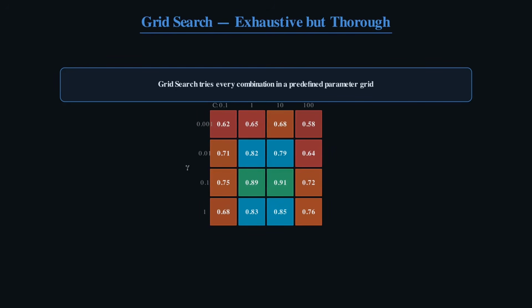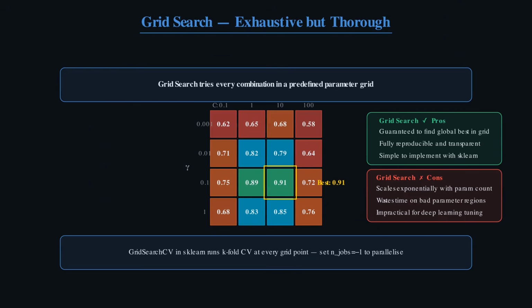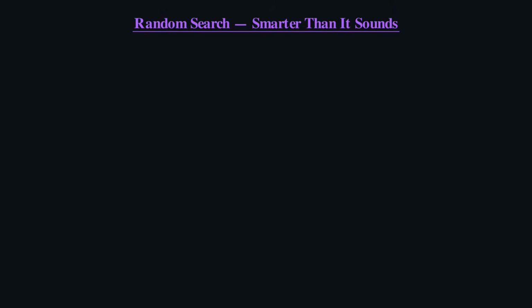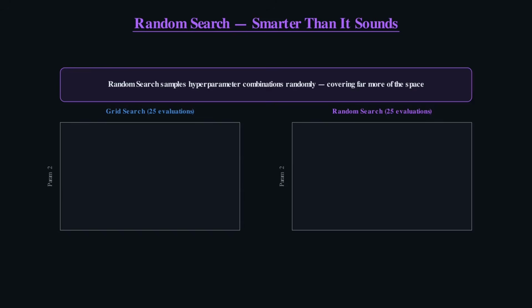To see why tuning matters, consider a simple example. The same neural network trained with a learning rate of 0.01 achieves 91% accuracy. Train the same network with a learning rate of 0.5 and it achieves only 55%. Same architecture, same data, same algorithm. Completely different outcome. This is why tuning is not optional.